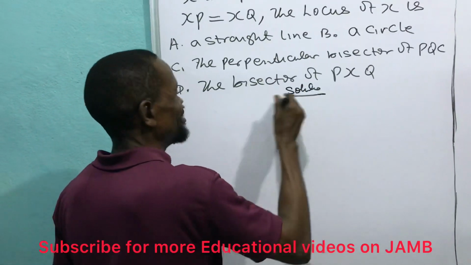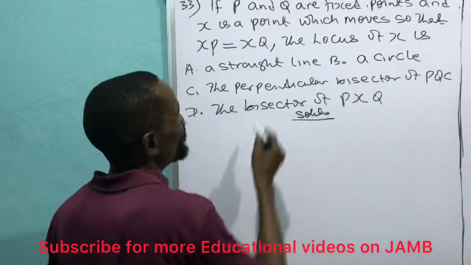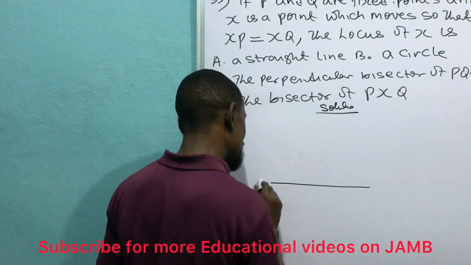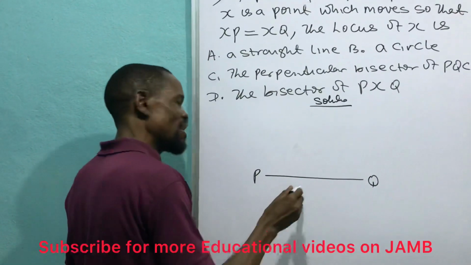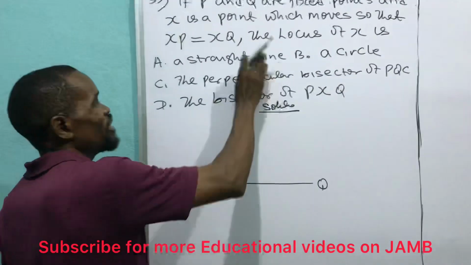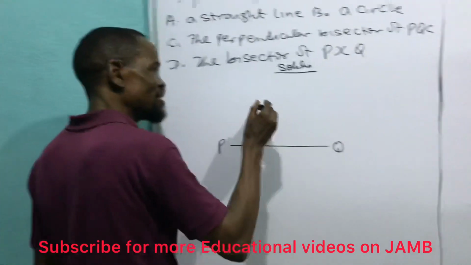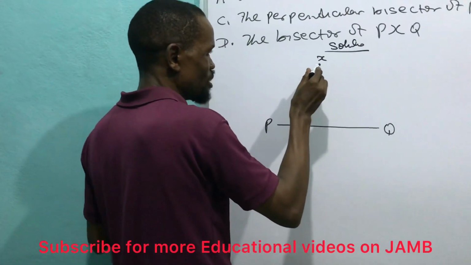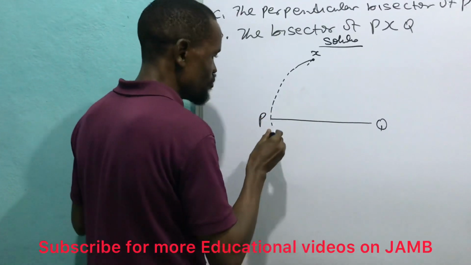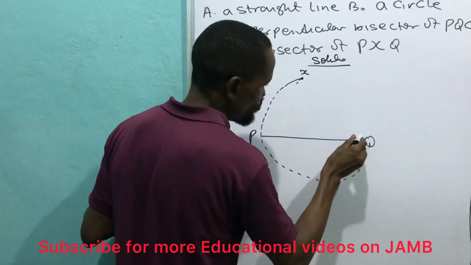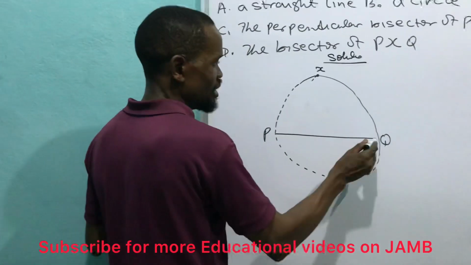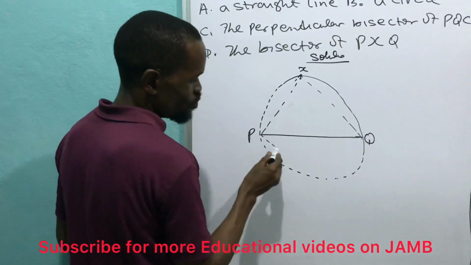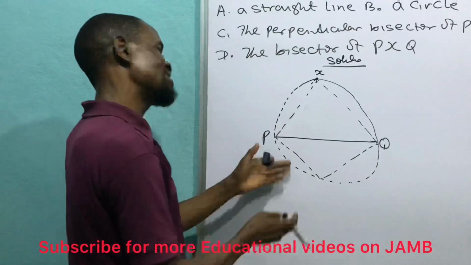Let's draw it. We know that P and Q are fixed points, and this point X continues moving to be equal at any point. That means X may be somewhere here, which will be equal at any point. It moves this way, this way, this way. At any point it moves, this is equal to this, and this is equal to this. That means it's moving in a circle.